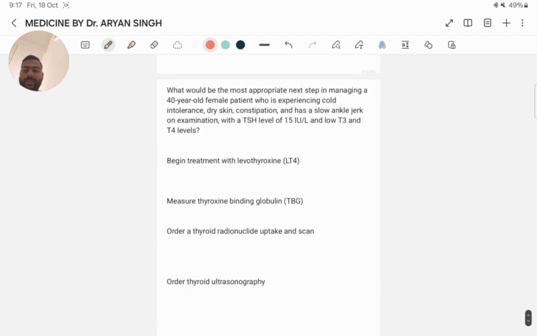Next question. What would be the most appropriate next step in managing a 40-year-old female patient who is experiencing cold intolerance, dry skin, constipation, and has a slow ankle jerk on examination with a TSH level of 50 and low T3 and T4? Begin treatment with levothyroxine, measure thyroxine binding globulin, order a thyroid radionuclide uptake and scan, or order thyroid ultrasonography. Here the correct option is A, begin treatment with levothyroxine.